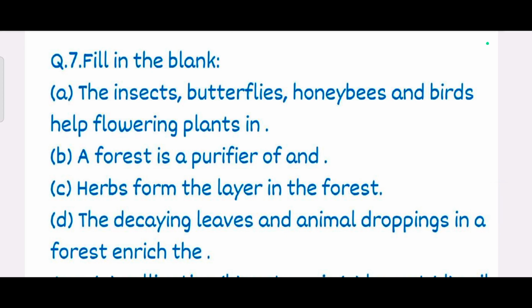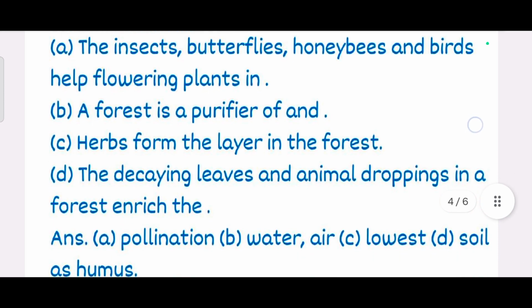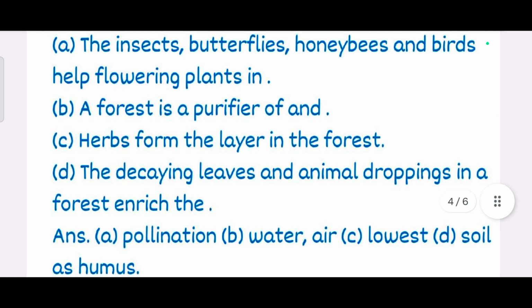Fill in the blanks. First, the insects, butterflies, honeybees, and birds help flowering plants in. Answer is pollination.